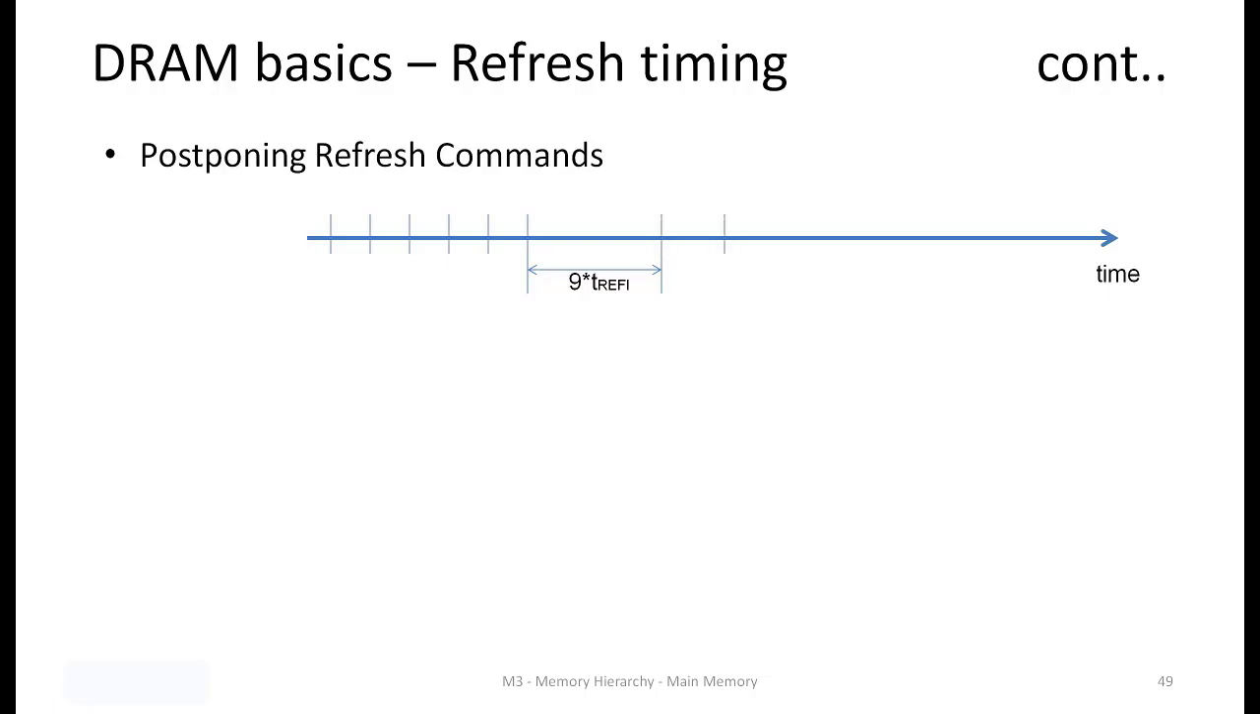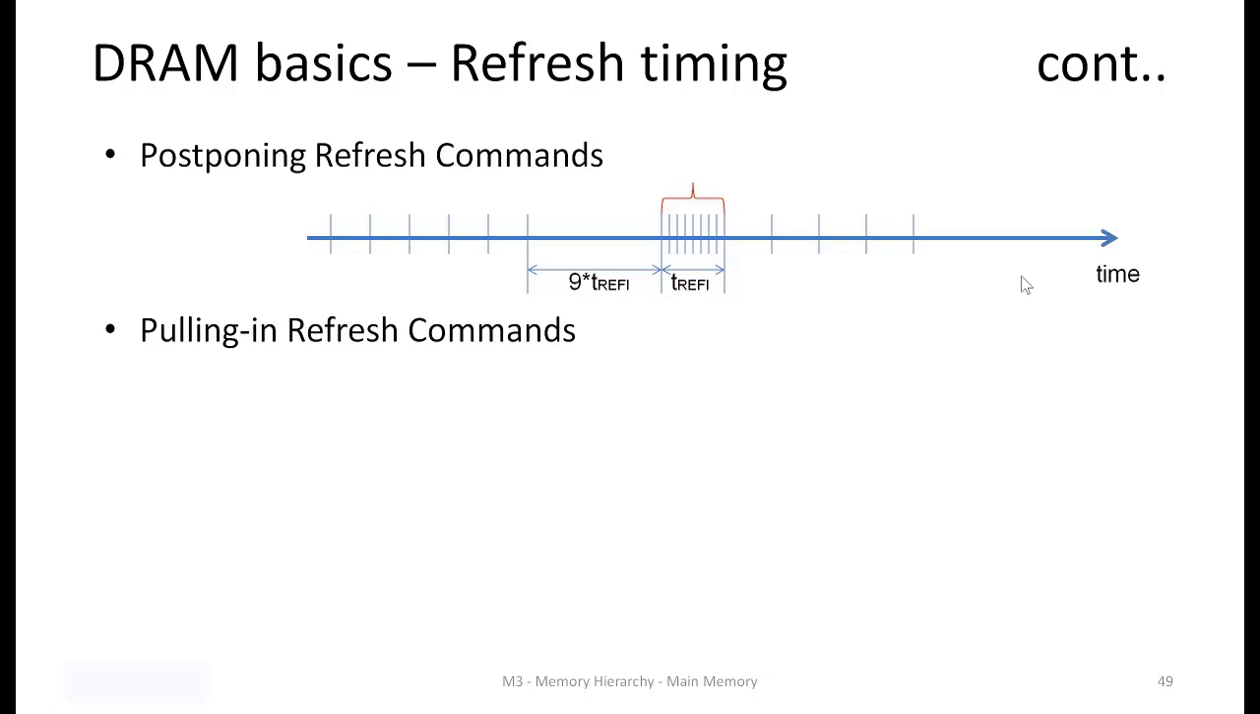Now, how would this help? If at this particular time we see that the core is sending a lot of requests to the memory, instead of delaying those requests, we will delay the refreshes by 9 intervals, and in the 10th interval, we'll send all the pending refreshes. We have delayed 9, so all the 9 will be here. And later on, we can resume our normal operation of sending one refresh command for every refresh interval. This is called postponing refresh commands.